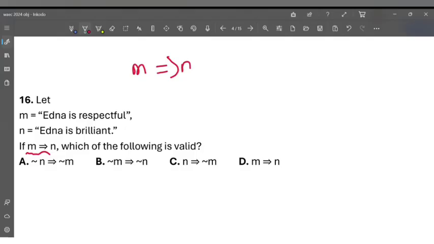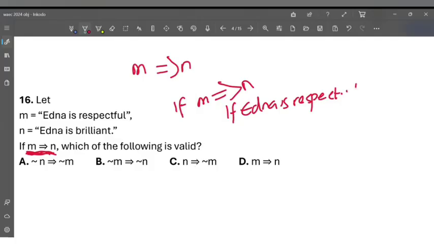So what they are telling you in the question, if you convert this logic, is that if Edna is respectful, then she's also brilliant. That's the meaning of if M. This is an if-then statement. So if Edna is respectful, then she is also what? Brilliant. So now they are telling you which of the following statements is valid. Let's look at the statements that we are given one by one.